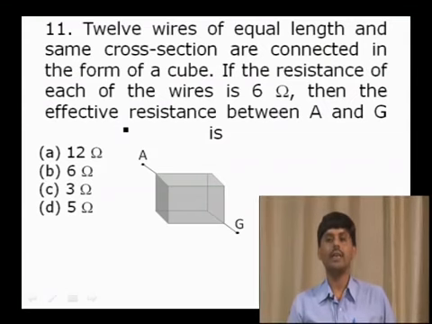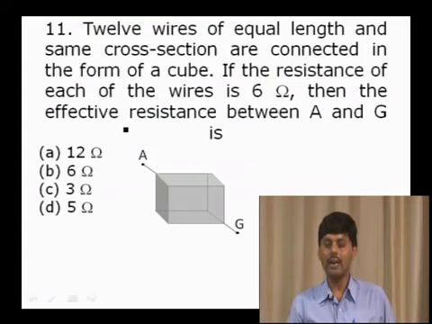This is the skeleton of the cube. The 12 wires of equal length and same cross-sectional area are connected in the form of a cube. If the resistance of each wire is 6 ohm, then the effective resistance between A and G is: option A 12 ohm, option B 6 ohm, option C 3 ohm, option D 5 ohm.